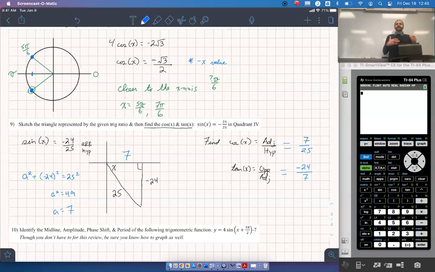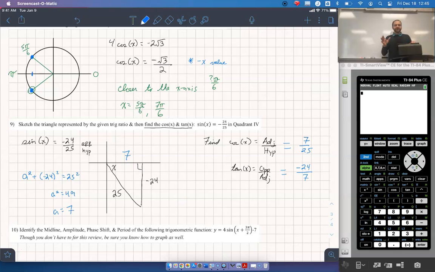Cosine of x is adjacent over hypotenuse, so my adjacent side is 7, the one I found. My hypotenuse was given to me as 25 in the original trig ratio. Tangent of x is opposite over adjacent, so the opposite side was negative 24 given to me, and my adjacent side of 7 is the one we found.